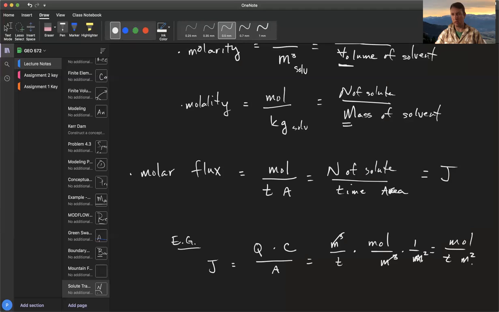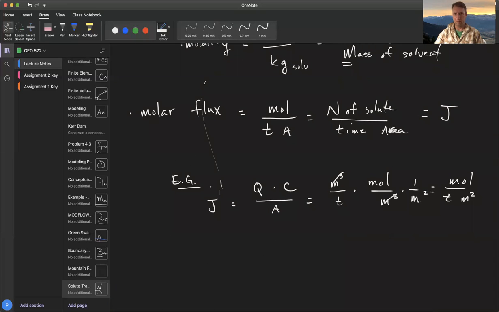Let's call area meter squared. All right, let me erase that, clean that up here. So we end up with the units of moles per time, per meter squared, or per area. That is molar flux, right? So discharge times concentration divided by the area.